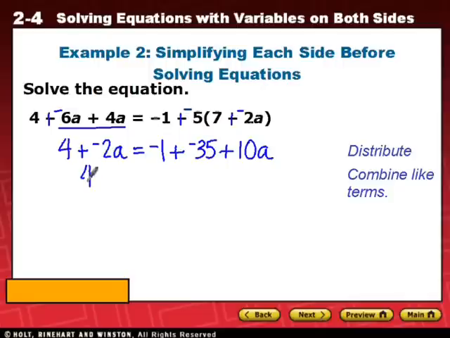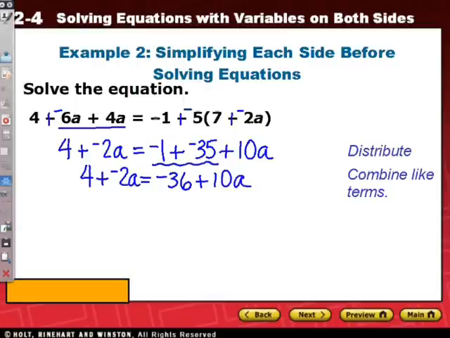I keep going. Did you notice this is starting to take up more paper? More screen? Welcome to longer equations. Combine like terms. Negative 1 plus negative 35 is negative 36 plus 10a's. Now I can finally get all my variables together on one side, and I want to move them to the right. Let's change colors so you can easily see what I'm doing. I'm going to move them to the right so that they stay positive.